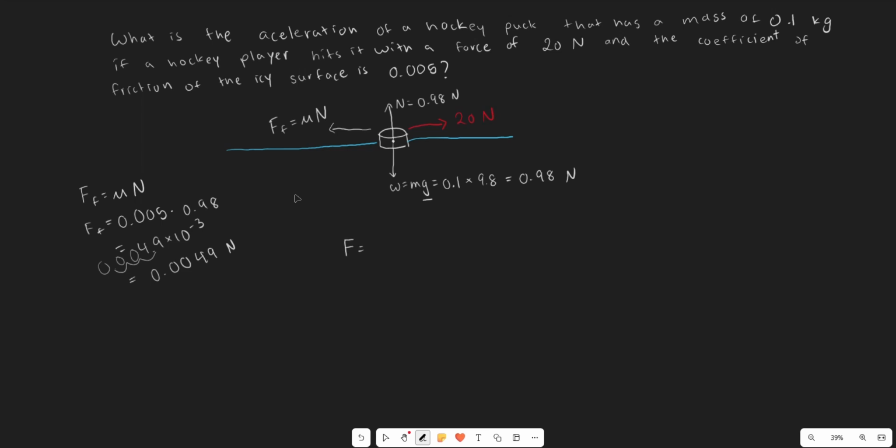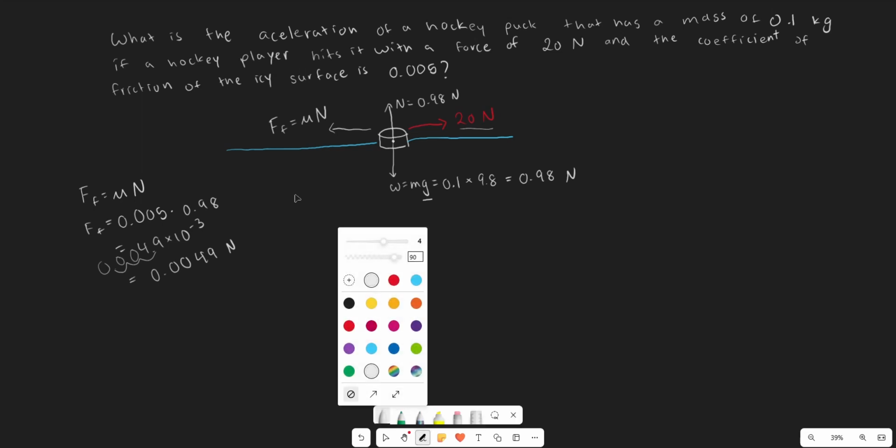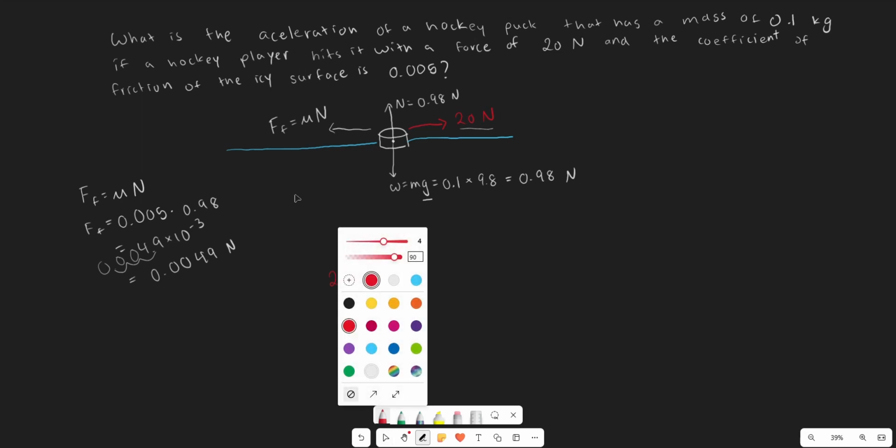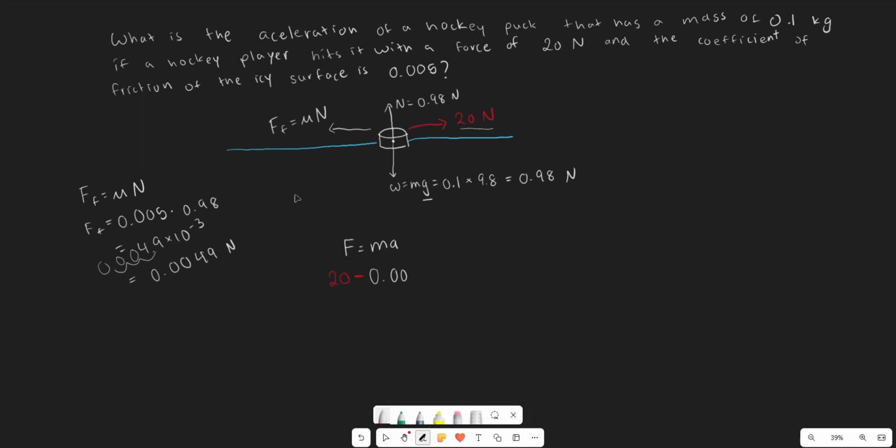So now let's try to find the acceleration, using Newton's second law, F equals ma. Clearly the puck would still be moving in the rightward direction where the hockey player hits it, because the hockey player hits it with so much more force than the frictional force. So we have our 20 newtons minus the frictional force, 0.0049, and that's equal to the mass times acceleration. The mass is 0.1, and the acceleration is what we have to find, so 0.1a.